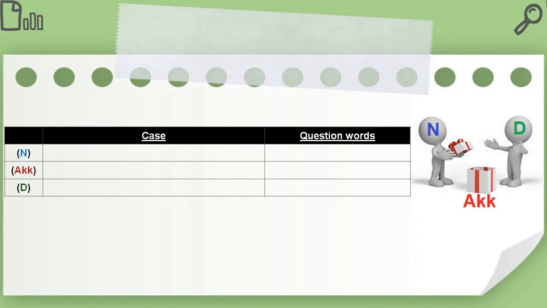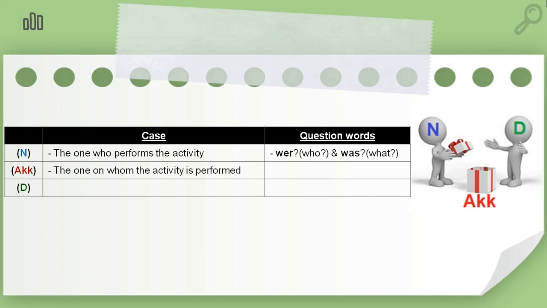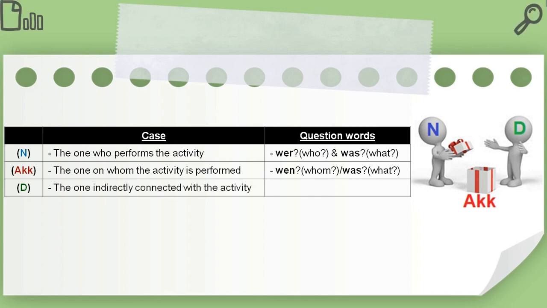Let's see some examples. The nominative, the one who performs the activity, question words wer und was. Accusative, the one on whom the activity is performed, with question words wen und was. And the dative, the one indirectly connected with the activity, question word wem.